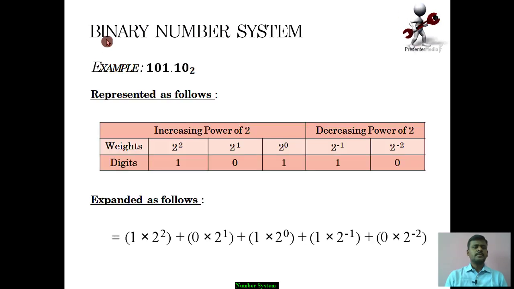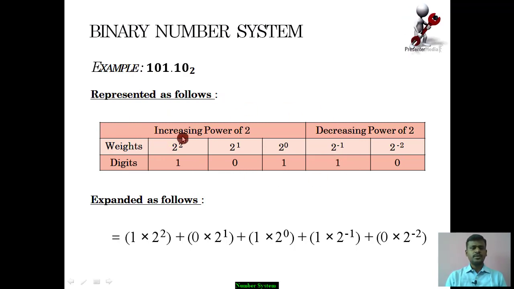Now we will move on to the binary number example. Consider the example 101.10. You can clearly see from this example that we have used only 0 and 1. No other digits are used, because in binary system we use only 0 and 1. We have also specified base 2, which is used for binary numbers. This can be represented using the table below.